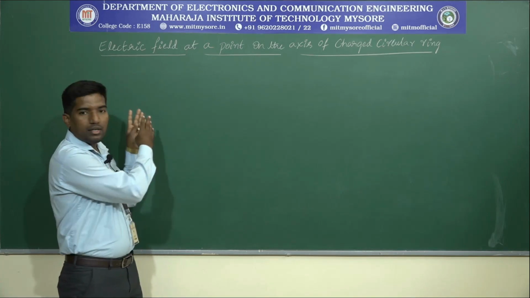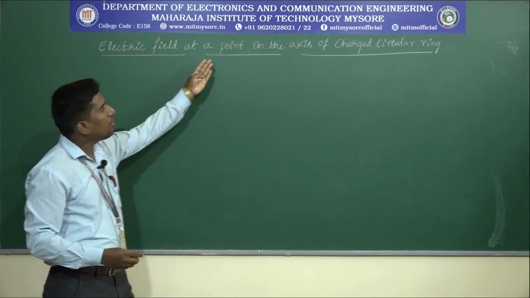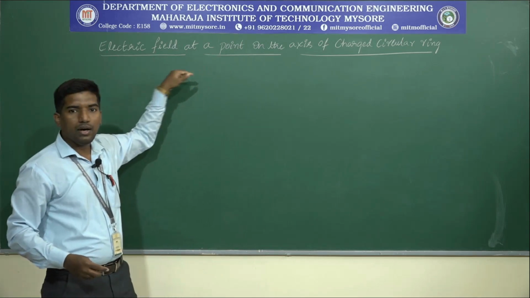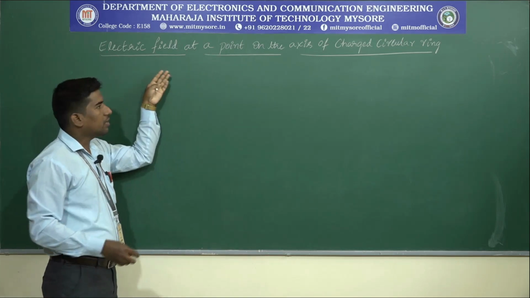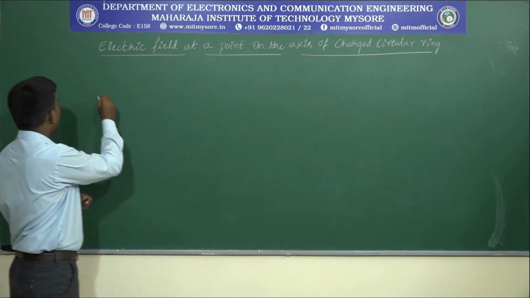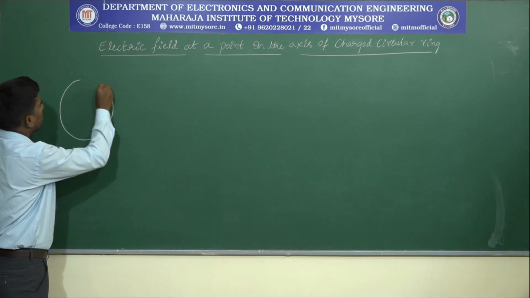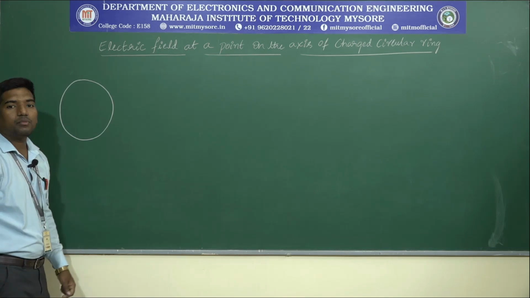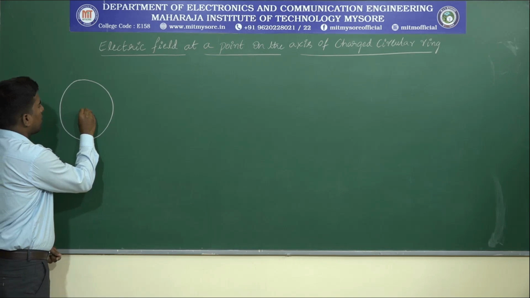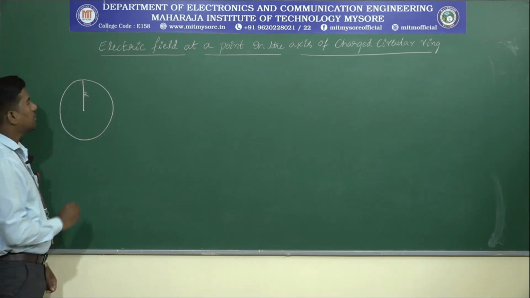But now in this particular session, we are considering the electric field at a point on the axis of a charged circular ring. This is the case we need to analyze in this session, and we need to derive the mathematical model for it. In order to do so, let us consider a circular ring which is charged positively, of radius r.